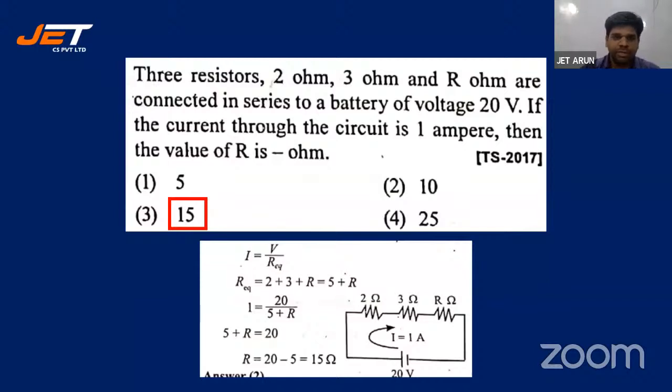All right. So we have applied two concepts here. One is series combination, which says equivalent resistance is 2 plus 3 plus R. The other concept is Ohm's law, V is equal to IR. All right, those who have gone wrong, is it okay? Type okay in the chat box, the ones who have gone wrong. All right, good. So you should correct yourself. I appreciate. Let's go for the next one.